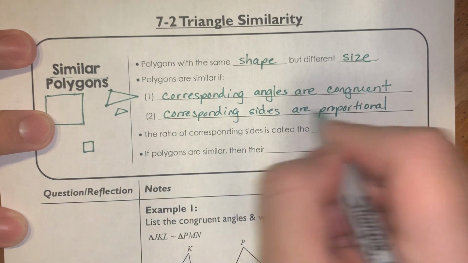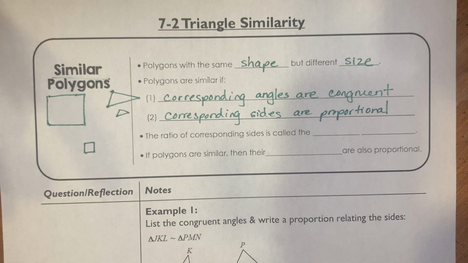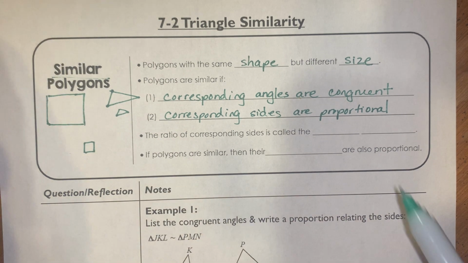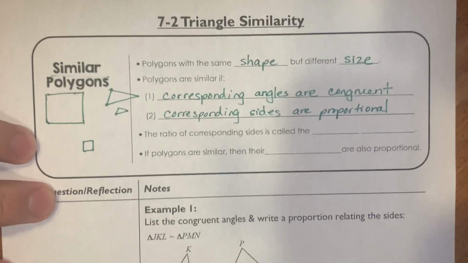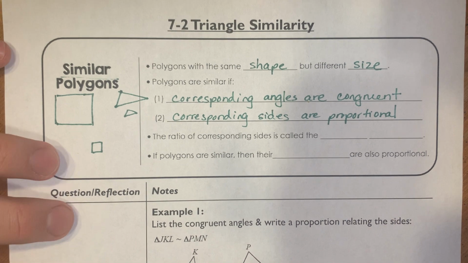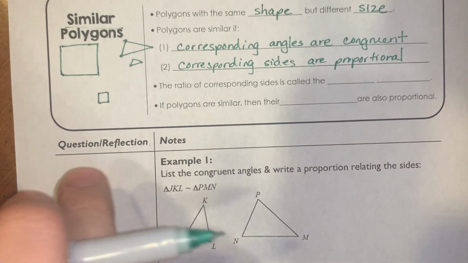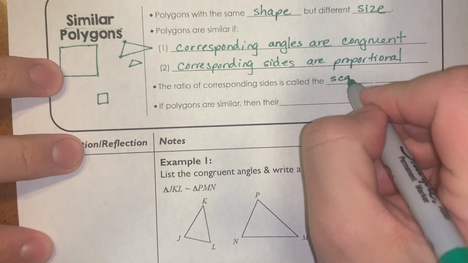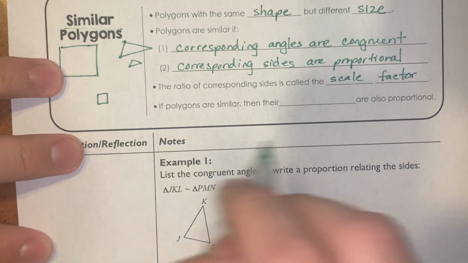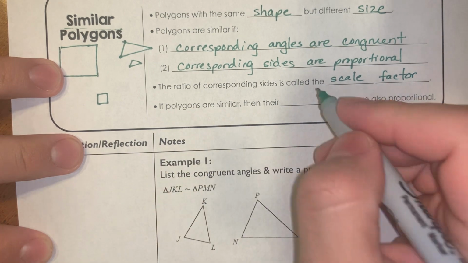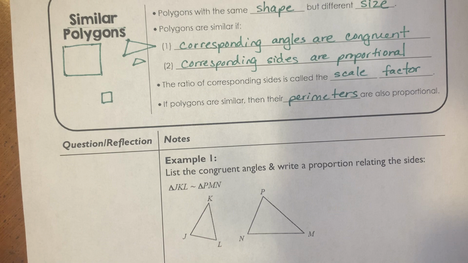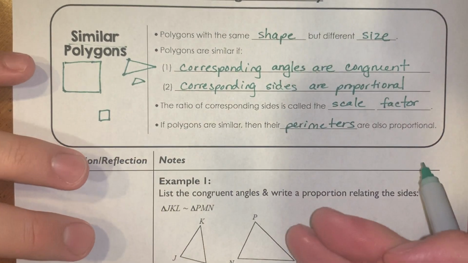That's part of the reason why before this section we started going over scale factors, because one figure is the scaled version of another, and we also went over proportions with you guys because we wanted to make sure that you all understood how to work out the math for that. So the ratio of the corresponding sides is the scale factor, like I just mentioned. And if the polygons are similar, then their perimeters are also proportional.